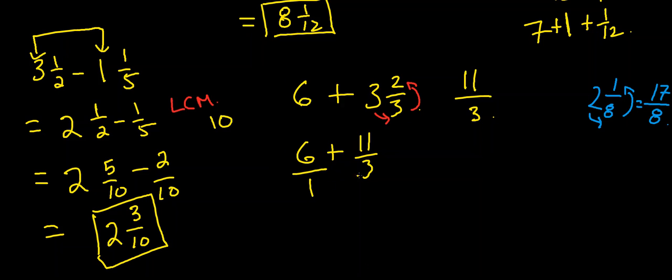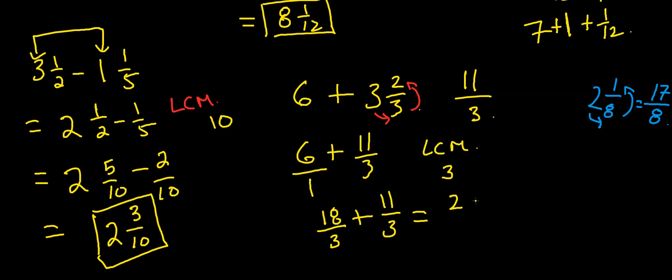The first thing you should notice is that these denominators are not the same. So we need to, again, find the lowest common multiple. Again, I'm not going to go through the whole process, but the lowest common multiple of 1 and 3 is 3. And when we do that, we get 18 over 3 plus 11 over 3. Now since we have the same denominator, we can just add the numerators together. So 18 plus 11 is 29, and we keep the denominator, 29 over 3. So our answer is 29 over 3.